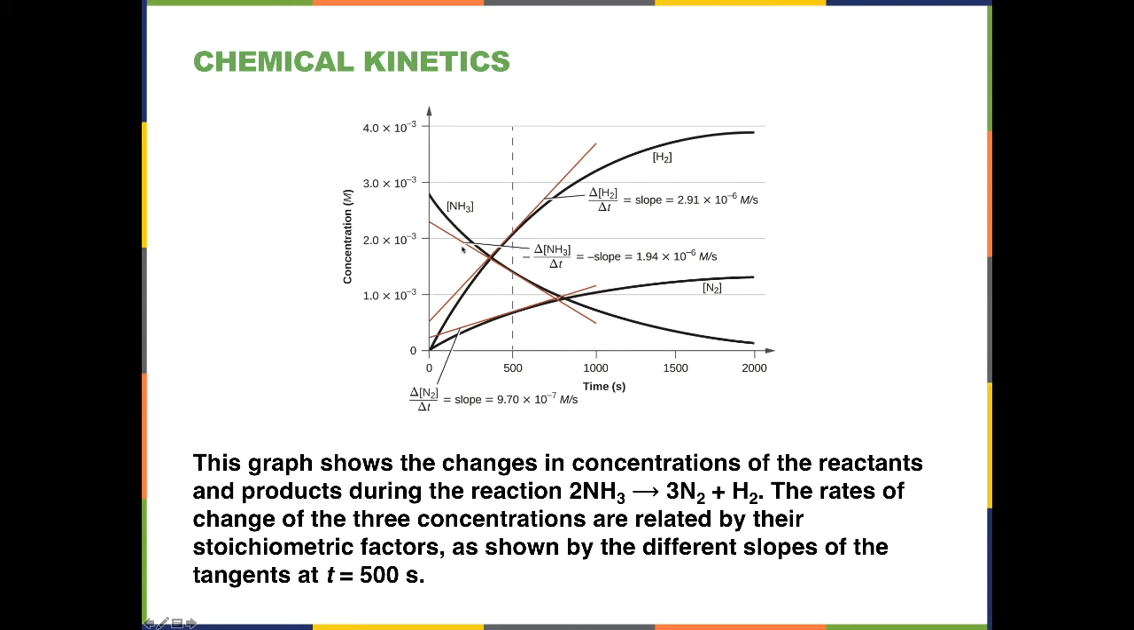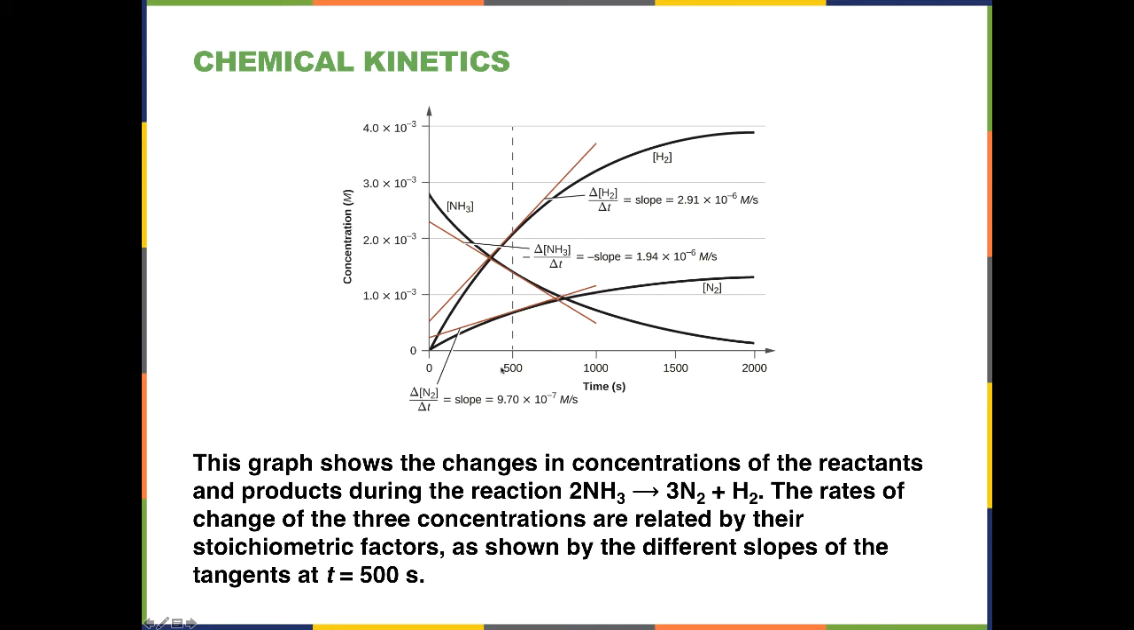And so if you were to take any particular point, and in this diagram, they've taken time as equal to 500 seconds, so at this line, and you were to draw slopes, instantaneous rates at those times, if you were to take the rate of formation slope of nitrogen as the baseline, then the slope of the ammonia would be 2 times the slope of nitrogen, and the slope of hydrogen would be 3 times the slope.